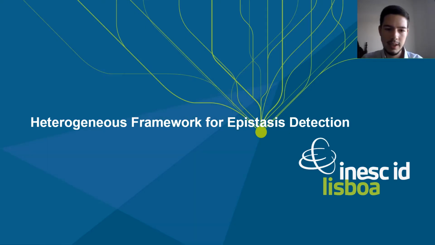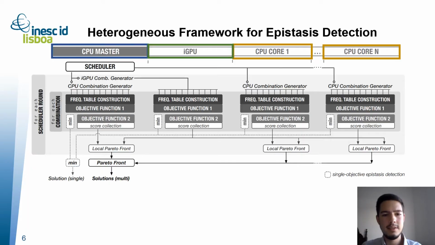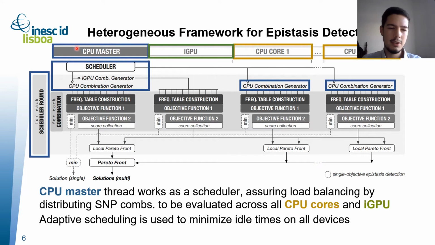Let's now take a look at the heterogeneous framework used for epistasis detection. This framework is divided according to three different devices. First of all is the CPU master, which contains a scheduler, and this scheduler is responsible for going through every possible combination of SNPs to be evaluated and assigning them either to the integrated GPU or the CPU cores.